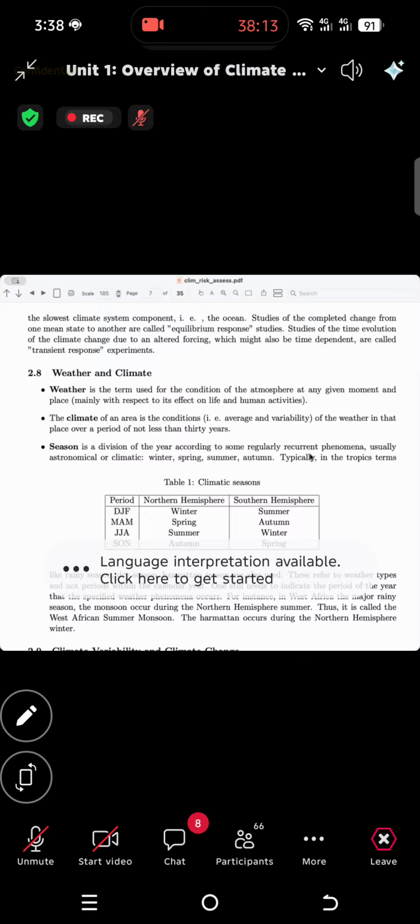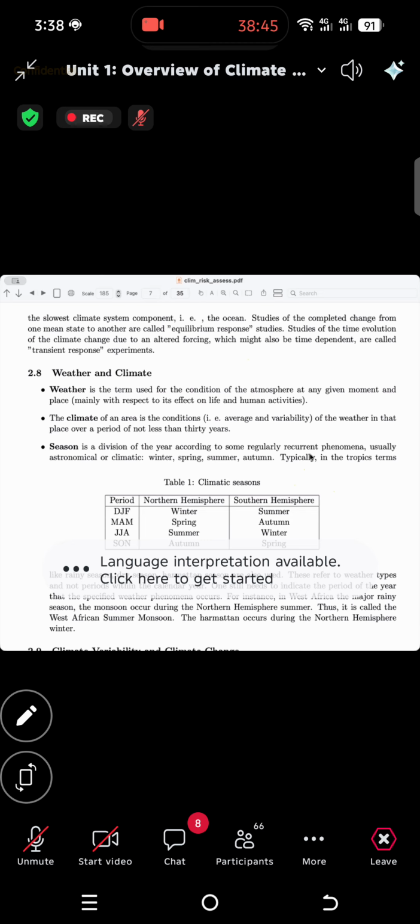So everybody knows when we say winter, right? Yeah. We talk about winter, we talk about summer, we talk about spring, and we talk about autumn. These are seasons. But bear in mind that season is linked to the calendar year. When you talk about that season, it is linked to the calendar year.